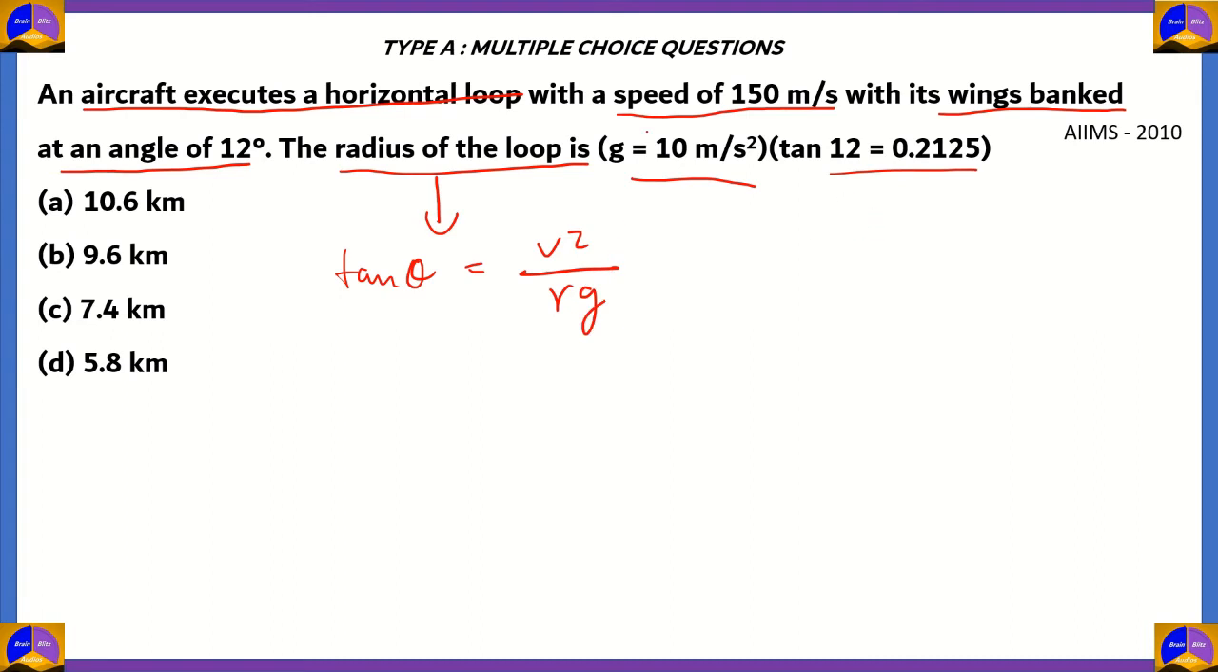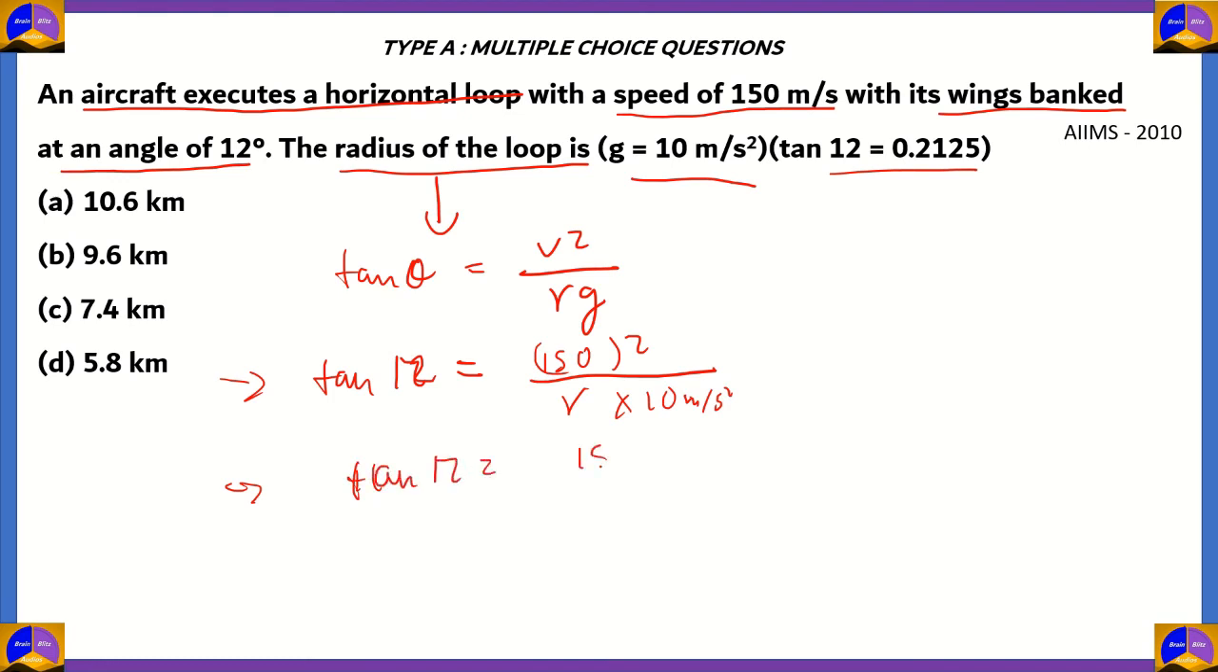So in this case, the wings are banked at an angle of 12 degrees. So therefore, tan theta will be equal to tan 12. And if you want to look at the velocity, the speed here is given as 150 meters per second. So v squared will be 150 the whole square, divided by, the radius is unknown, so that's r. G is 10 meters per second square.